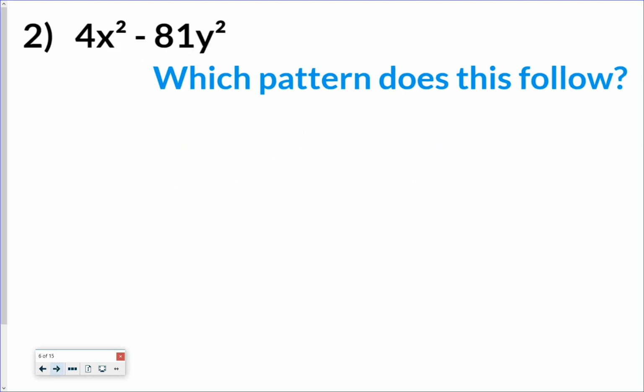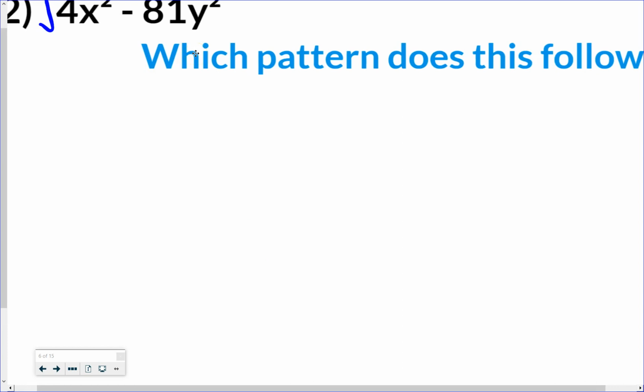All right. A little bit more happening here. We have 4x squared minus 81y squared. First thing to look for, is there a difference? Yes. So far, so good. Is 4x squared a perfect square? Meaning, could I square root this whole thing? Yes. But we can't do it yet. Is 81y squared also a perfect square? Yes, it is.